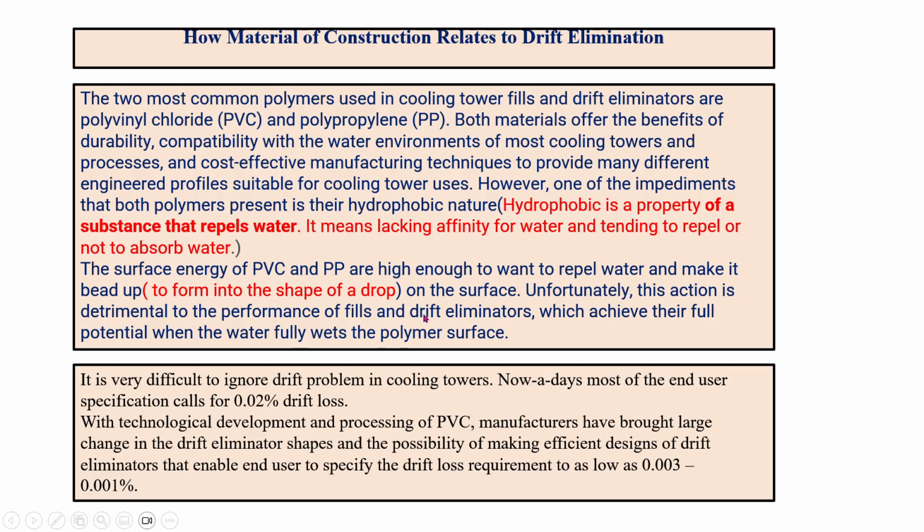Unfortunately, this action is detrimental to the performance of films and drift eliminators, which achieve their full potential when water fully wets the polymer surface. So one very important property they have is called hydrophobic. It is not sticky to the surface. The surface will repel the water. That's why PVC and PP are used. And that's why if you use this, no water droplets will pass through the mist eliminator, and it will not stick. So evaporation and drift losses will be very low. Nowadays, most end users specify 0.02 percent drift losses, but if you are using PVC, the drift losses can be brought down to 0.003 to 0.001 percent also.